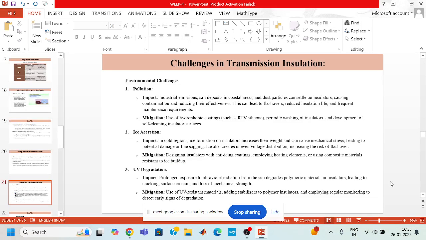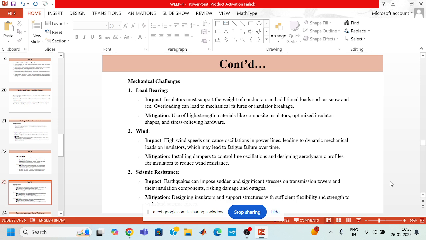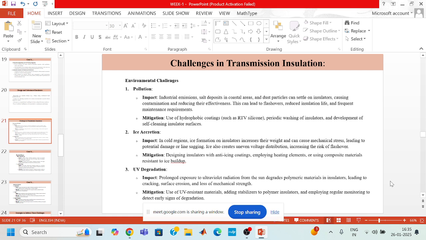So there are still some challenges in transmission insulation. The first is a very common one, the environmental challenge, the second is the electrical challenge, and the third is the mechanical challenge. In the environmental challenge we see pollution. The main impact comes from industrial emissions, salt deposits in coastal areas, and dust particles that settle on insulators, and it causes contamination and reduces their effectiveness. This can lead to flashovers, reduced insulation life, and frequent maintenance requirements. So how do we mitigate it?